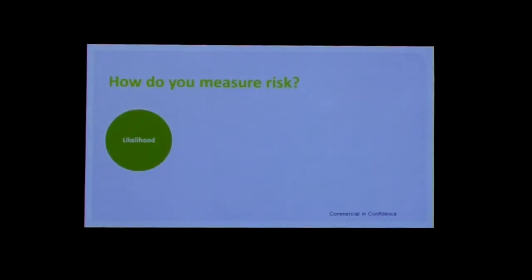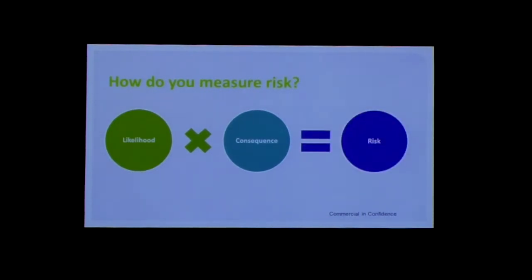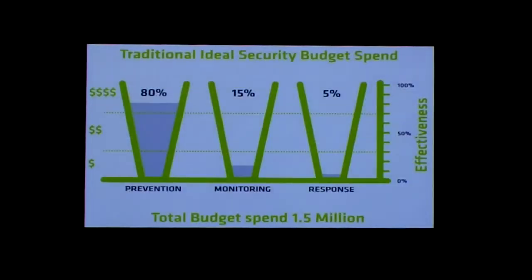So how do we measure risk? Some of you may have seen this before. I would suggest you have a look at it again. Likelihood times consequence equals risk. How do we want to reduce risk? Well, we reduce either likelihood or the consequence of the event happening, and that de facto reduces risk. Great stuff. So how are we doing it currently?